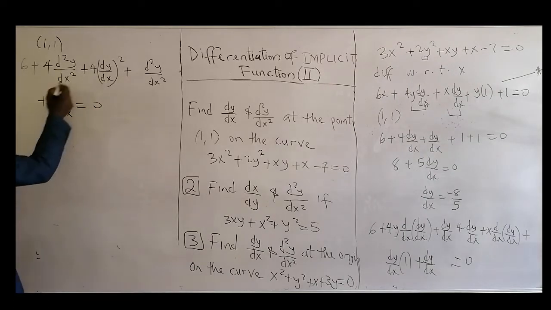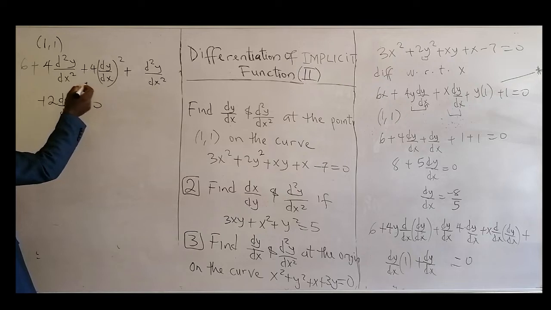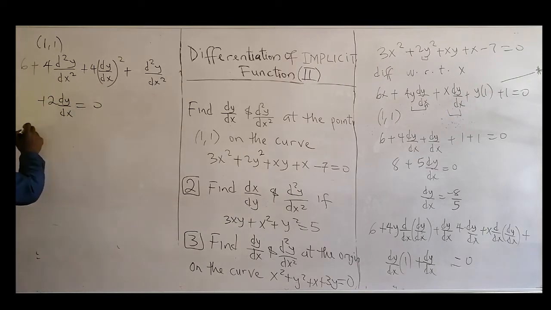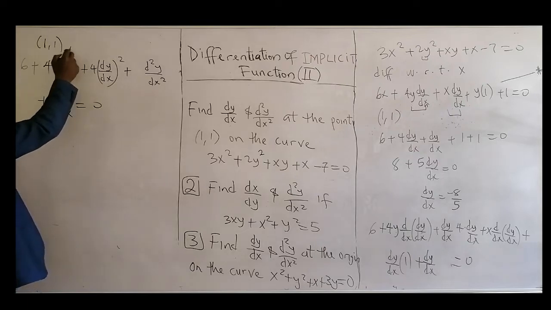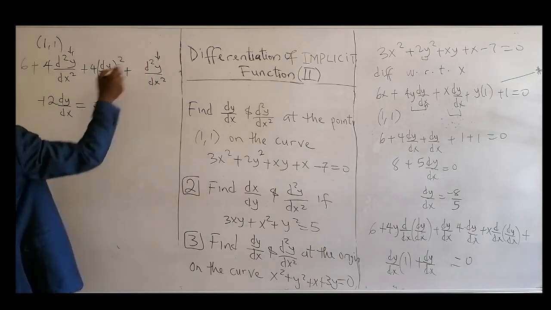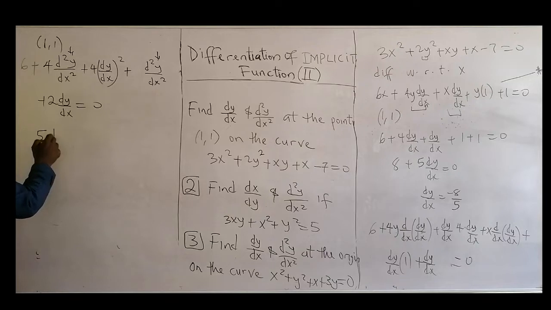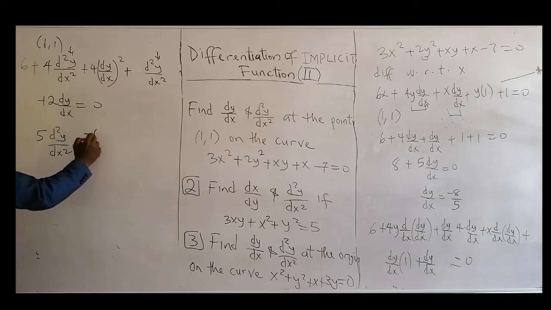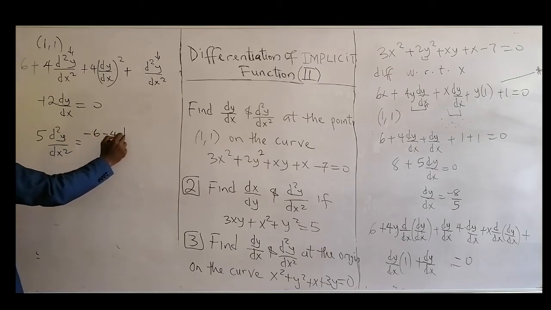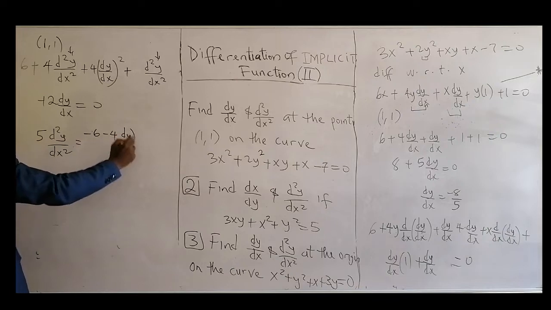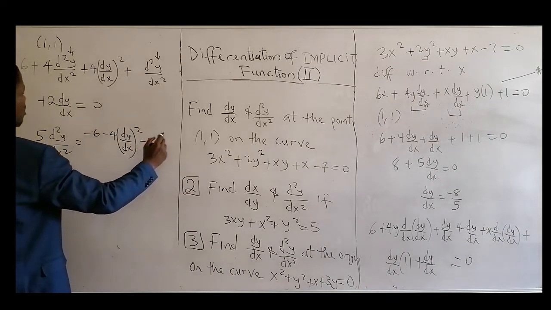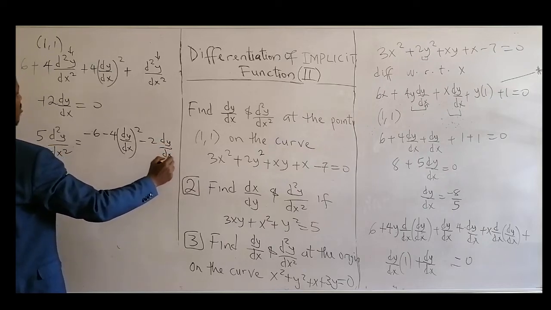Okay, now the d squared y dx squared. But before that, I think we can factorize these two. We don't even need to do that. This is 4 of this. This is 1 of this. So that's 5, 5 d squared y dx squared. Then we can start moving the other one to the other side. So it will be minus 6 minus 4 dy dx all squared. And then this one also to the other side, minus 2 dy dx.